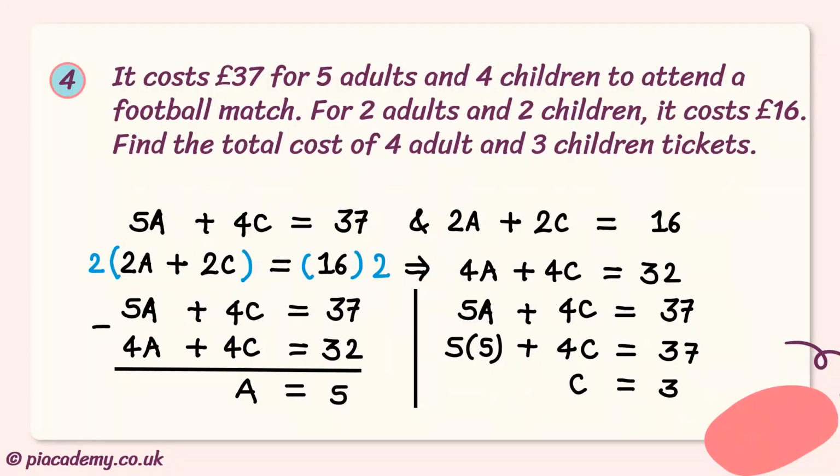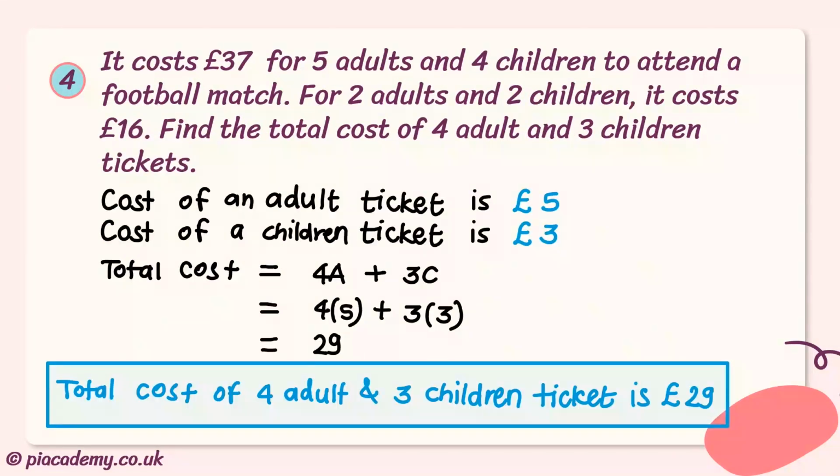Could you find the cost of tickets for 4 adults and 3 children? The correct answer is £29. Excellent. Now you are ready to study the final technique, that is elimination by multiplying both the equations. See you in the next lesson.